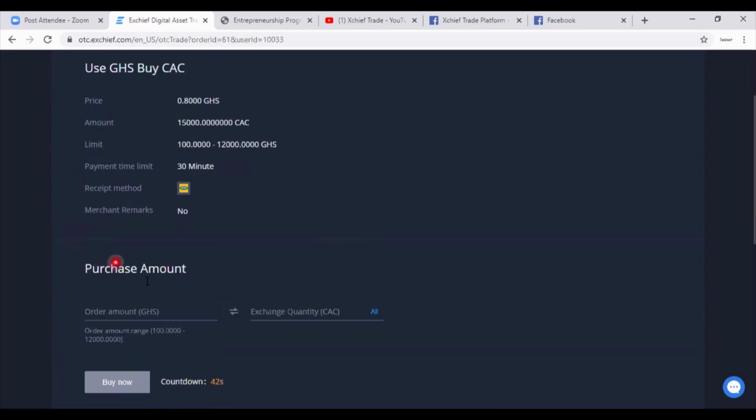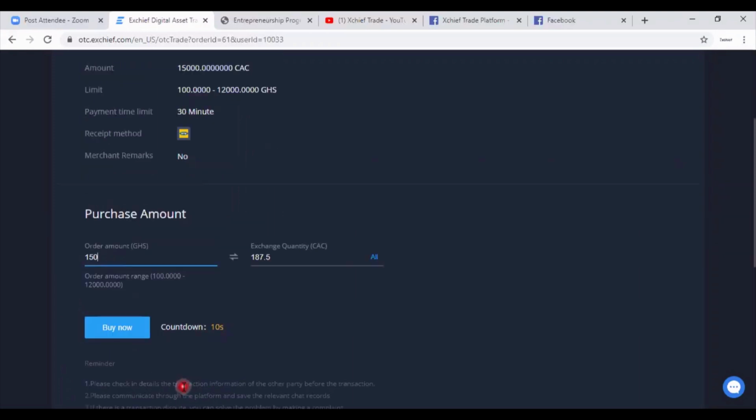So once you're okay with this, you can also choose to put in the amount, and the amount you put here should also tally with the limit bracket set by the seller. So we're going to keep this at 150 since he has a limit of 100. So we'll keep that at 150. And you realize that immediately you click on this 150, the buy now button also checks blue. It means it's active. Okay, and then be mindful of this countdown so that it doesn't time you out and you'd have to start the process all over again.